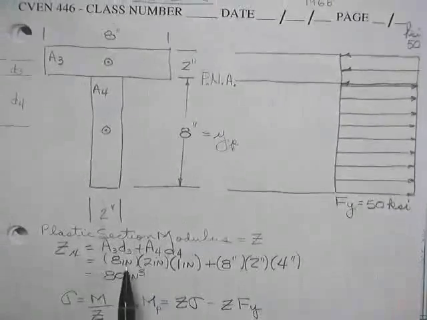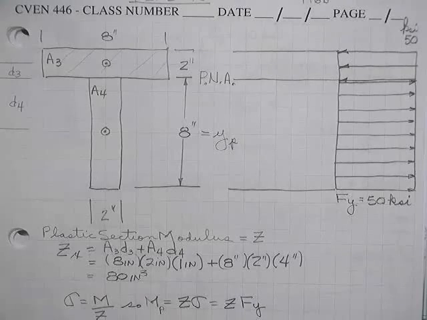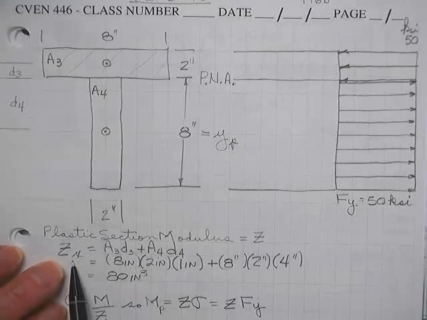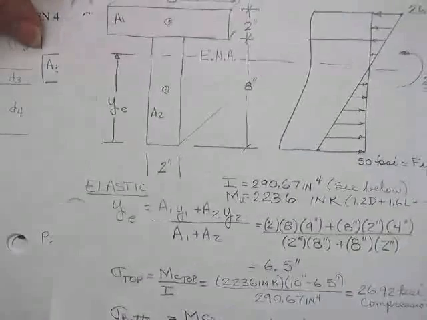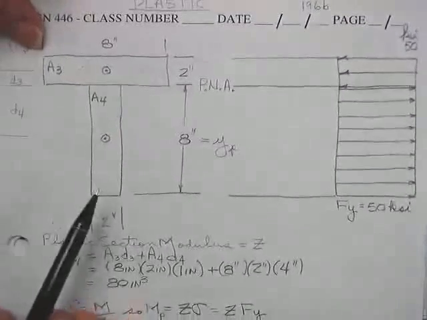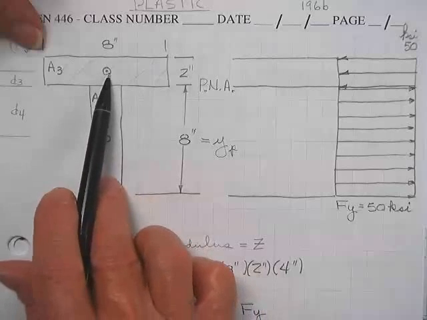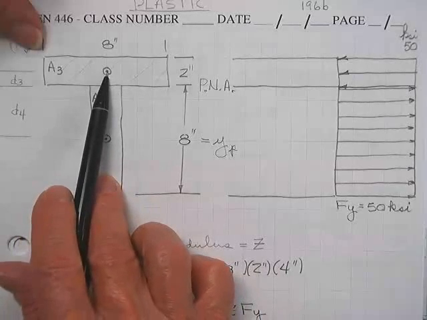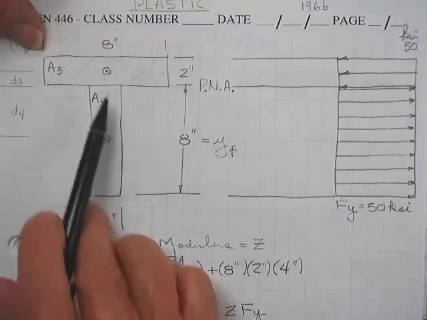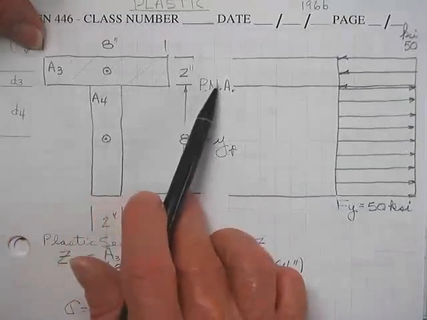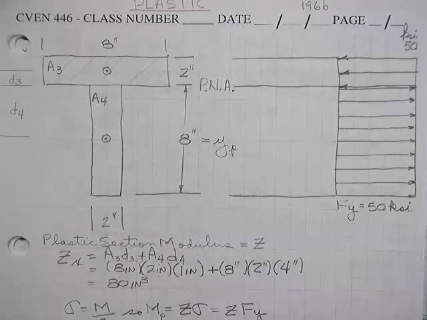They got Z for the shape. That's the plastic section modulus, as opposed to S for an elastic section modulus. They get theirs easier than we get ours. Z is equal to 8 times 2 times the distance from the plastic neutral axis to the centroid of the area under discussion, plus 2 times 8 times the distance from the plastic neutral axis to the centroid of the area under discussion. That's Z.